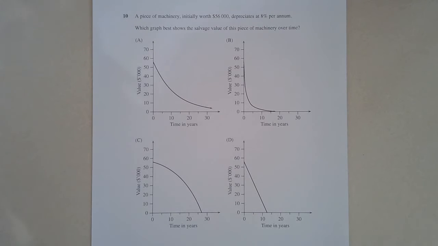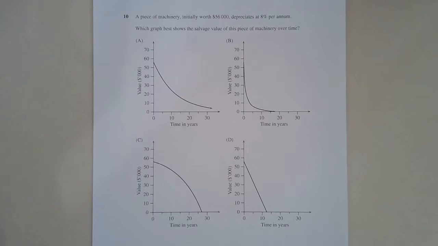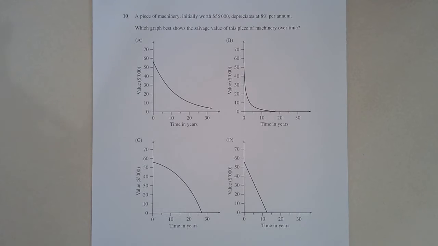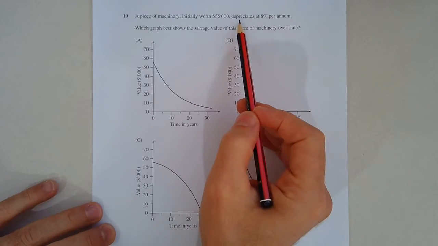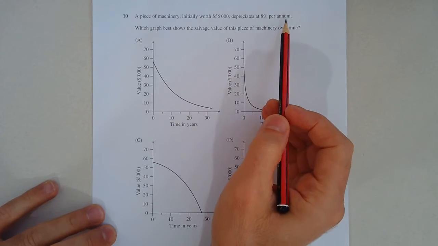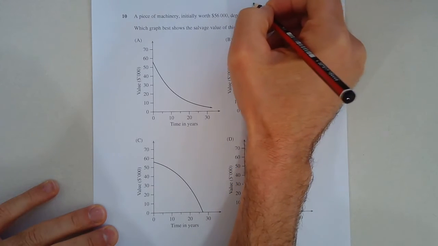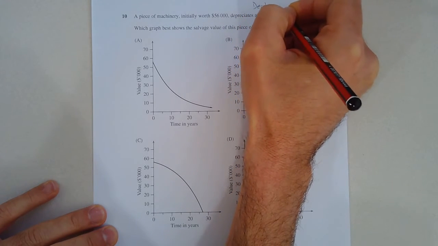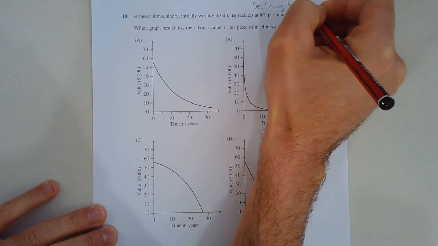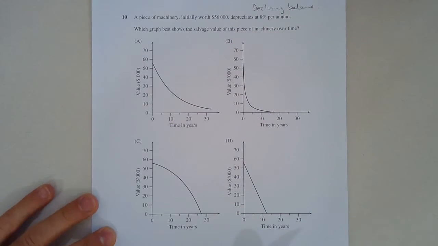So if you were to sell that item or that piece of machinery in 5 years' time or in 10 years' time, what would it be worth? Kind of like its resale value. Now, it's depreciating at 8% per annum, so this is declining balance depreciation. So I might just write that here, declining balance, as opposed to straight line depreciation.